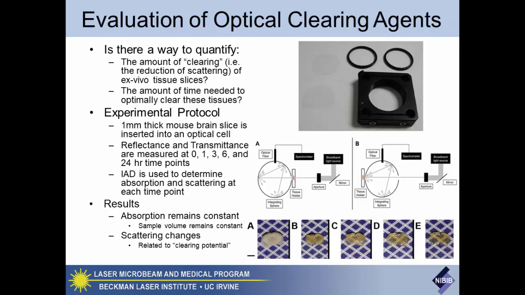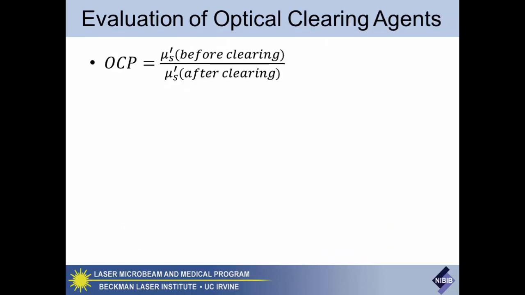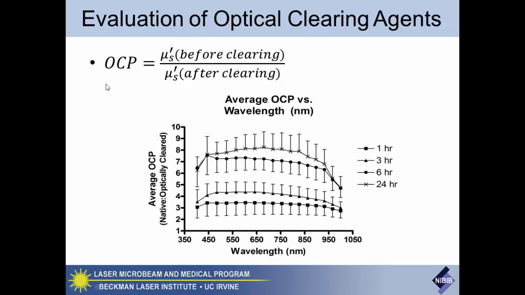And our initial assumption here is that since this is ex vivo tissue, the amount of blood present is not going to change, so the absorption shouldn't change. However, the scattering should change, and that can indicate the optical clearing potential. The reduction in scattering would be correlated to how much it clears and at what point in time. So there's this simple metric of the reduced scattering before and after the solution was added. OCP refers to optical clearing potential.